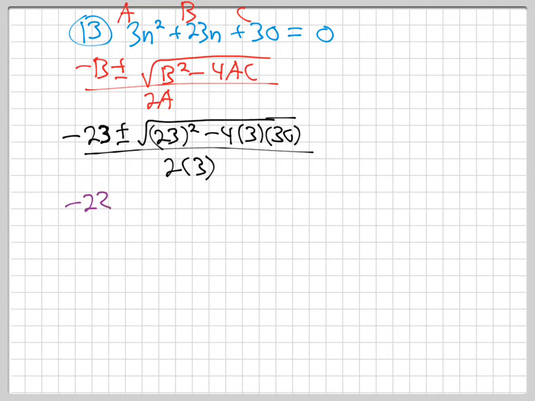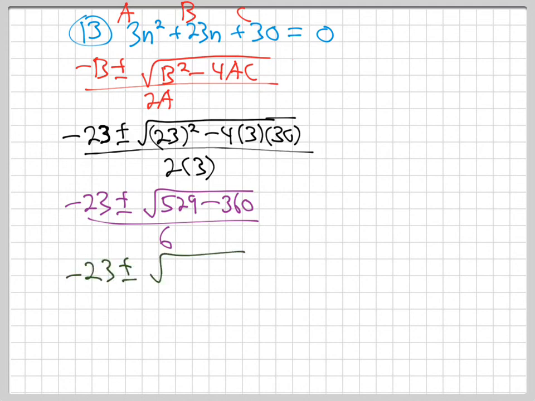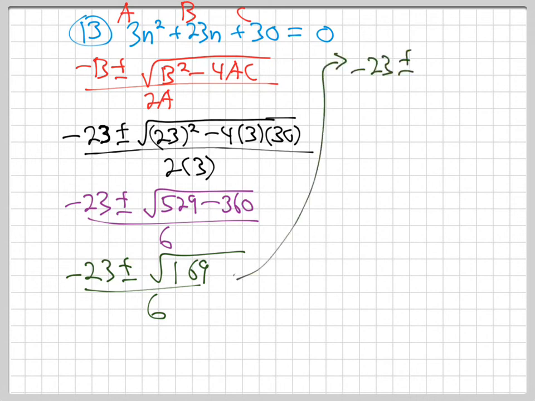All right, so then -23 plus or minus, those are big numbers. Definitely use a calculator there. It's 529 minus 360. All over 6. And then that's -23 plus or minus 169. Hey, there's 169 again, huh? So bring that up here. So it's -23 plus or minus the square root of 169, 13 again.